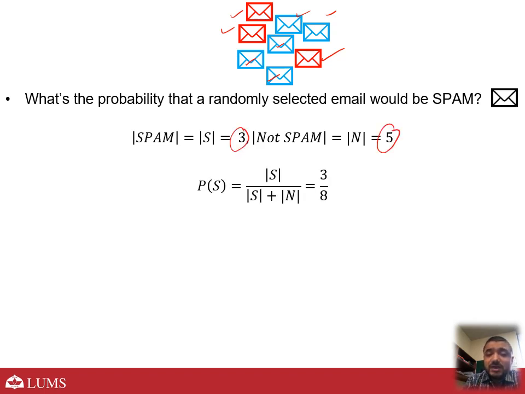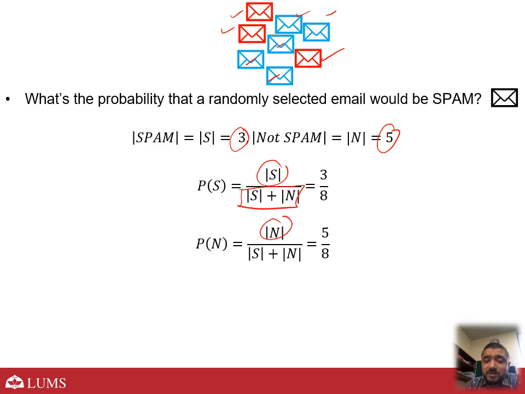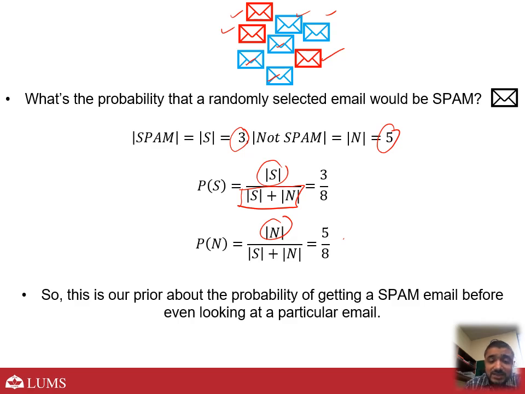So therefore the probability of spam is number of spam over total number of emails, which is 3 over 8. The probability of not spam is the total number of not spam emails over total, which is 5 over 8. So this is our prior. This is our prior about the probability of getting a spam email before even looking at one particular email.